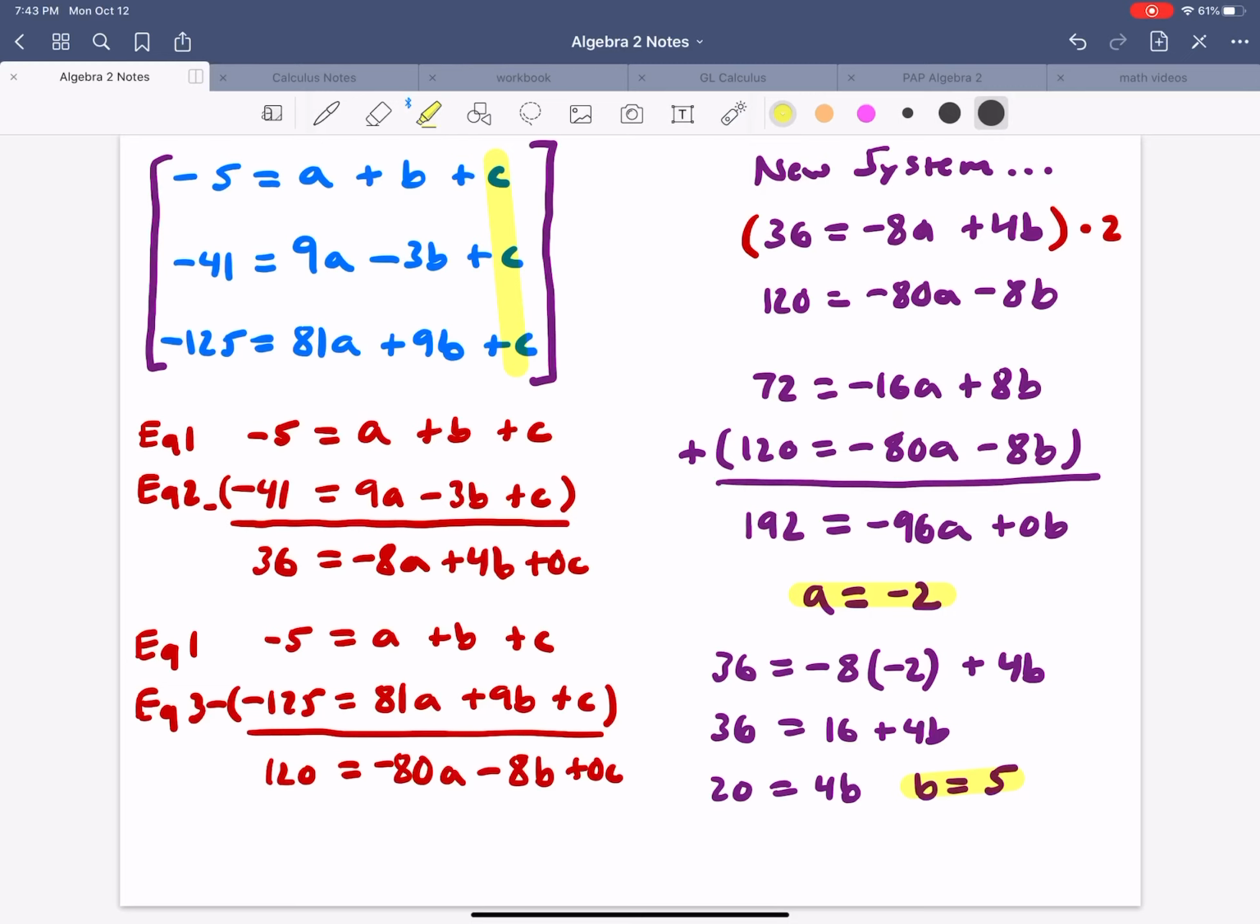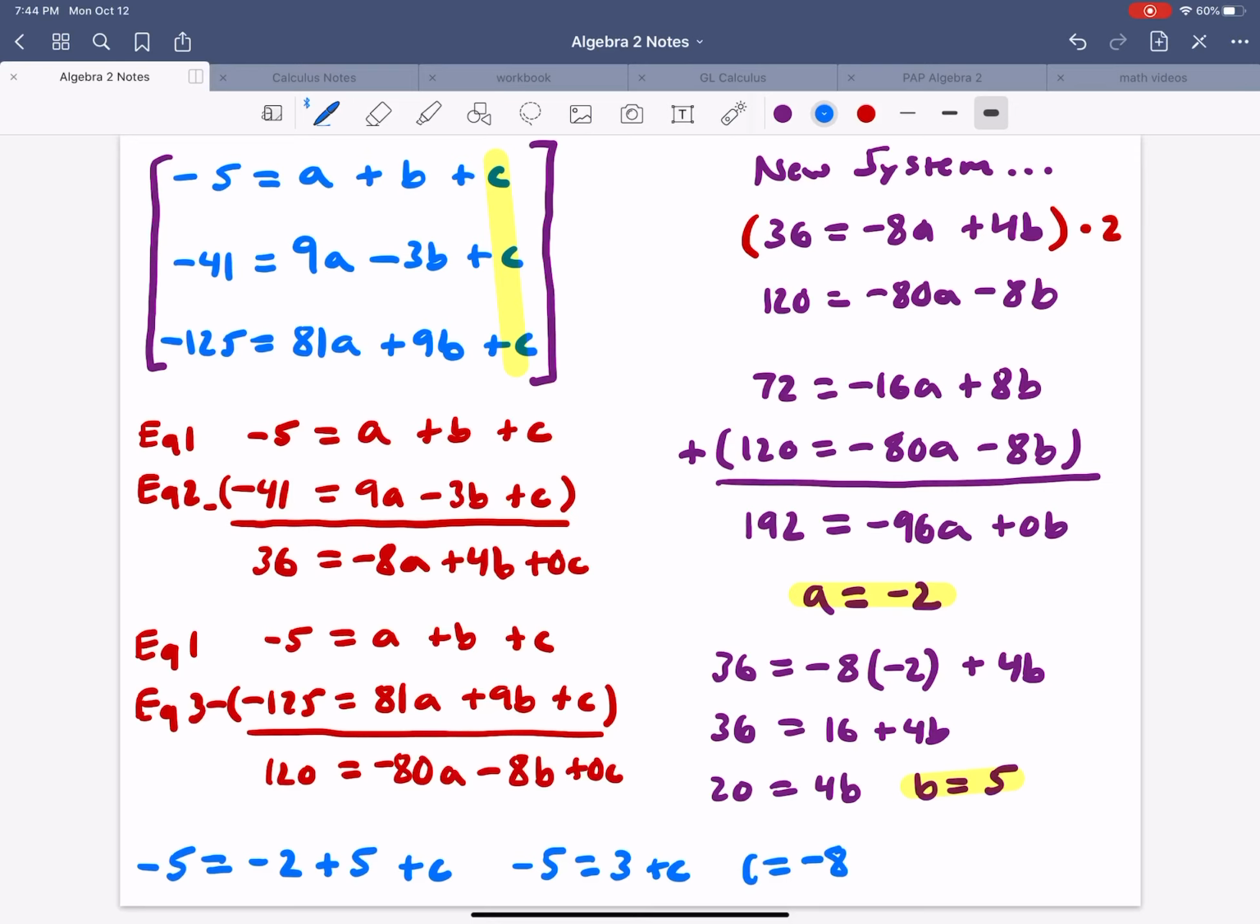So now I need to find one more. To find the last one, you pick any one of the original 3 equations. I'm going to do the first one: negative 5 equals negative 2 plus 5 plus C. Negative 2 plus 5 is 3. Subtract 3 on both sides, and we get C equals negative 8.